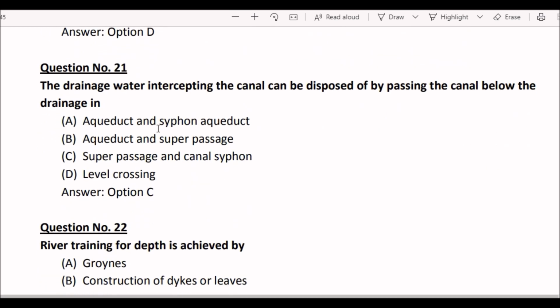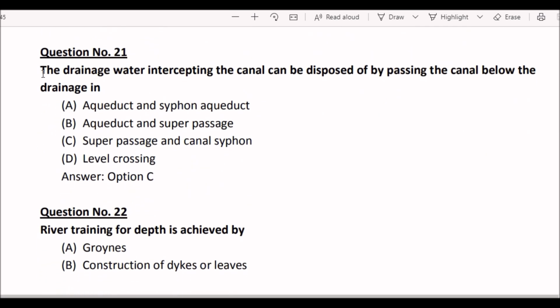Okay. Next question. The drainage water intercepting the canal can be disposed of by passing the canal below the drainage in option A. Aqueduct and siphon aqueduct. Option B. Aqueduct and superpassage. Option C. Superpassage and canal siphon. Option D. Level crossing. Right answer is option C. Superpassage and canal siphon.